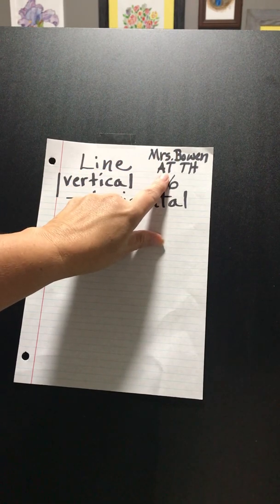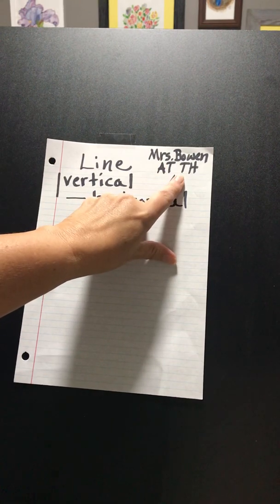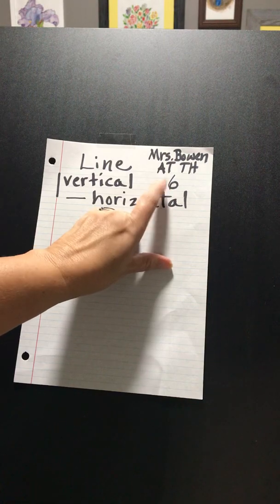Underneath that, I would need you to put an AT if you're an Austin Tracy student. Put a TH if you're Temple Hill. And put a 6 there for me, please.